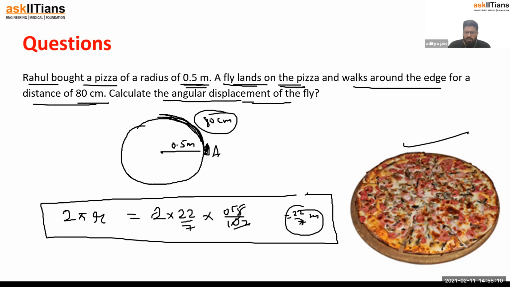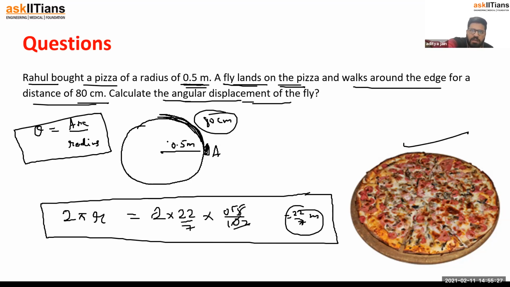Or instead of this bigger calculation, you can use the relation that I have already told you, that angle equals arc by radius. Angle equals arc over radius. So that relation we can use. So how to use that relation?